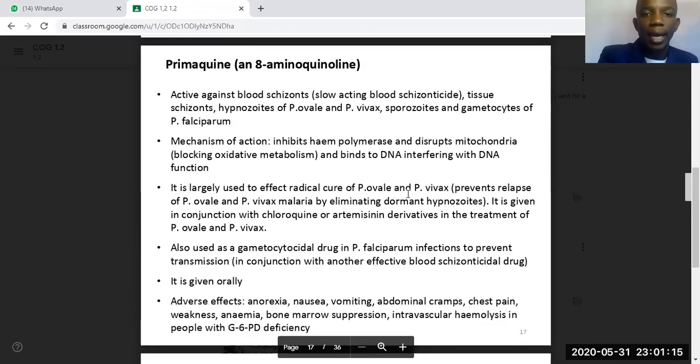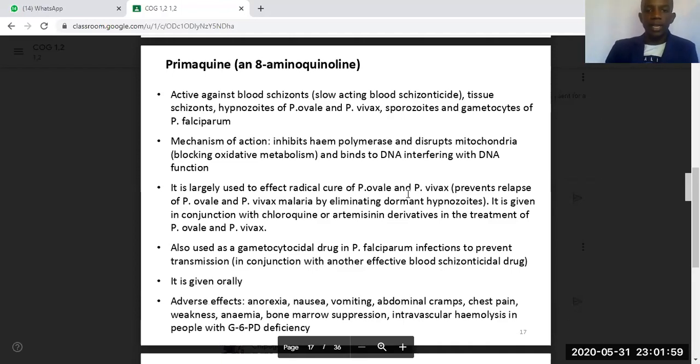Primaquine, an 8-aminoquinoline. This one is active against blood schizonts, although it is a slow-acting blood schizonticide. Tissue schizonts, hypnozoites of Plasmodium ovale and Plasmodium vivax, sporozoites and gametocytes of Plasmodium falciparum. So this drug is going to be acting against a particular stage in the life cycle, depending on the type of parasite that is infecting the host.